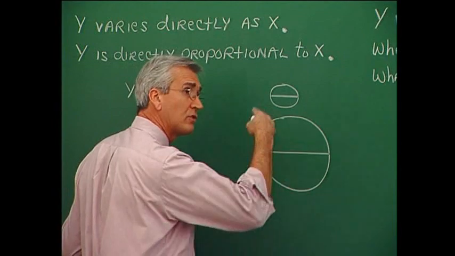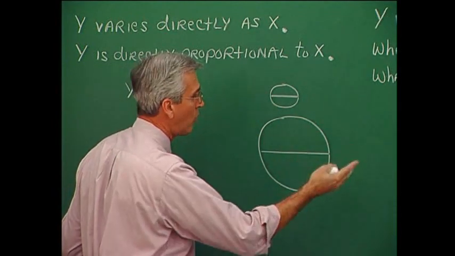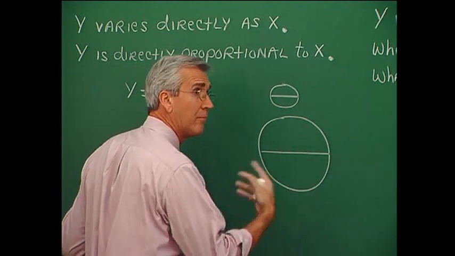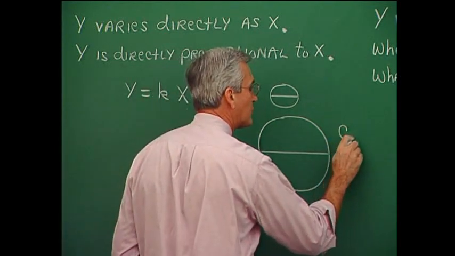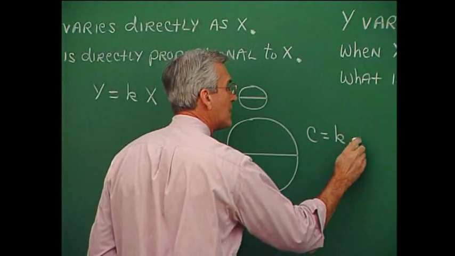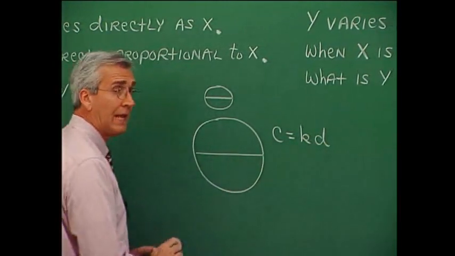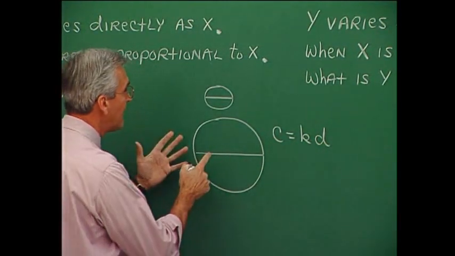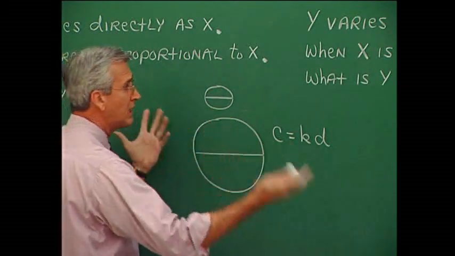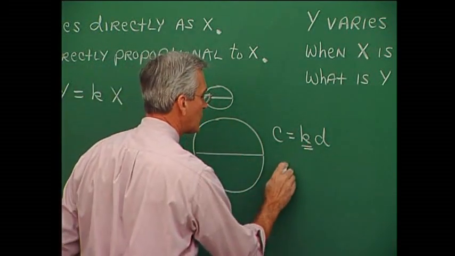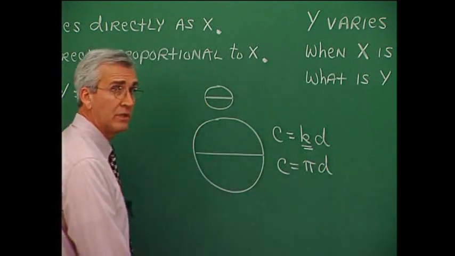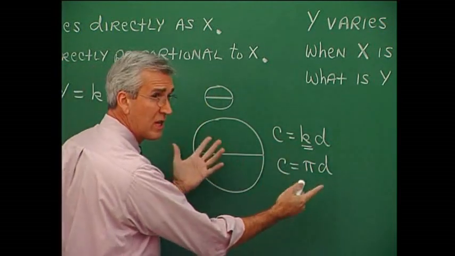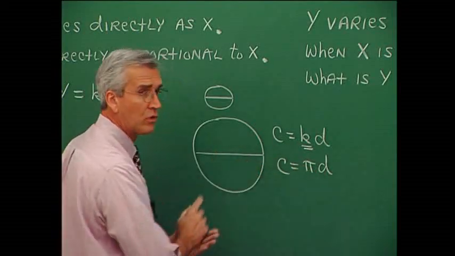Well, if the circumference is directly proportional to diameter, it implies the existence of a constant k such that the circumference is equal to k times the diameter. Now, through experimentation, we find out for all circles in the world, that constant of proportionality happens to be pi. So we don't have to do any experiments here. We already know that constant of proportionality is pi.